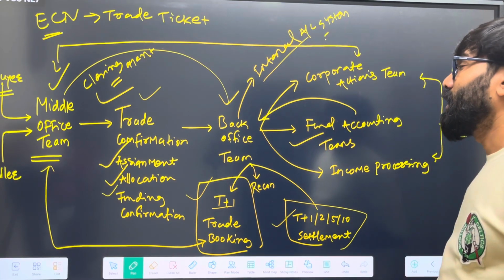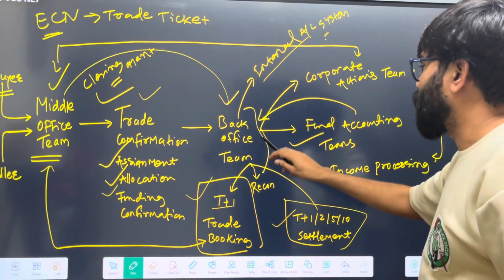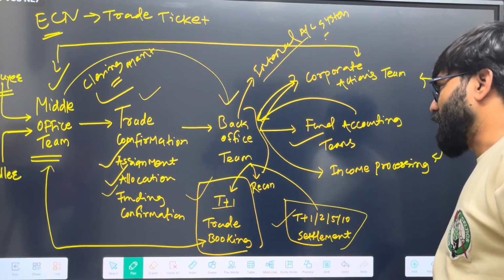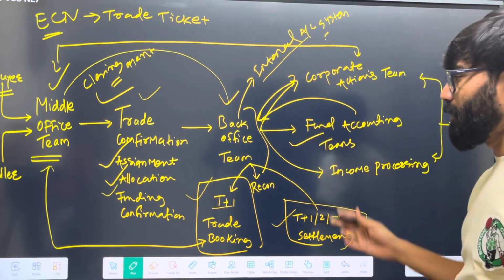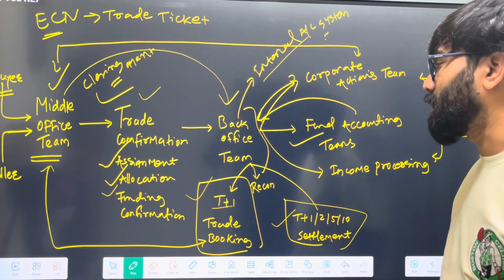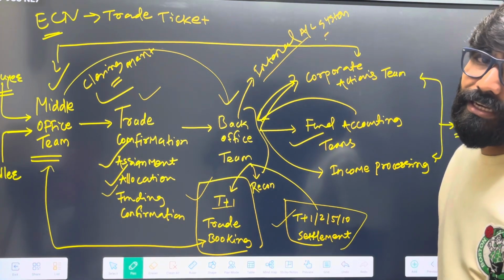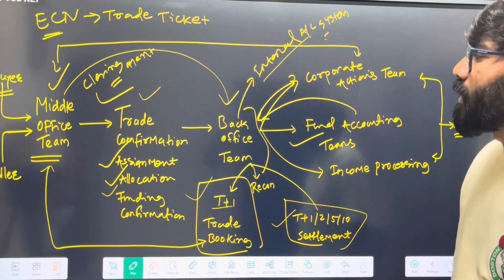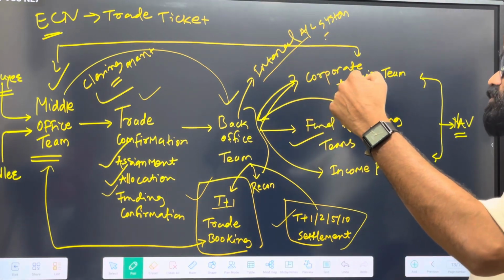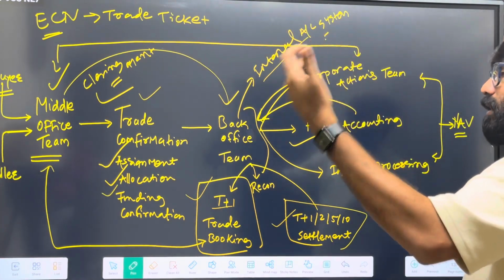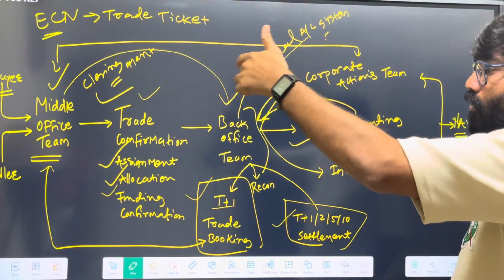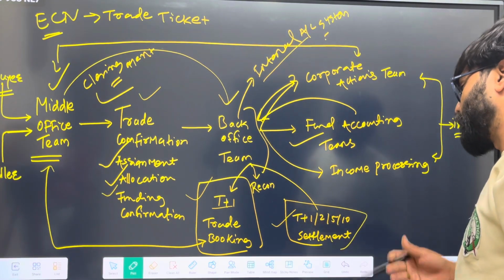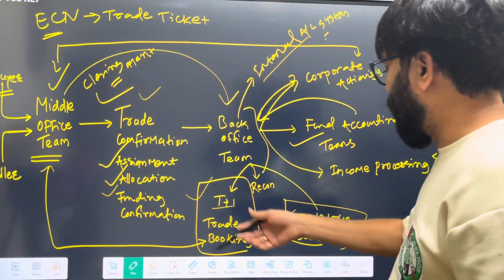That's the difference. And as I said, once the trade books, then ultimately your corporate action teams, income processing teams, fund accounting teams also, they refer the same data which has been booked by the back office team in the internal accounting systems. So that's how your trade life cycle works: front office, middle office, and back office, right? So I hope now you got the idea about this trade life cycle.